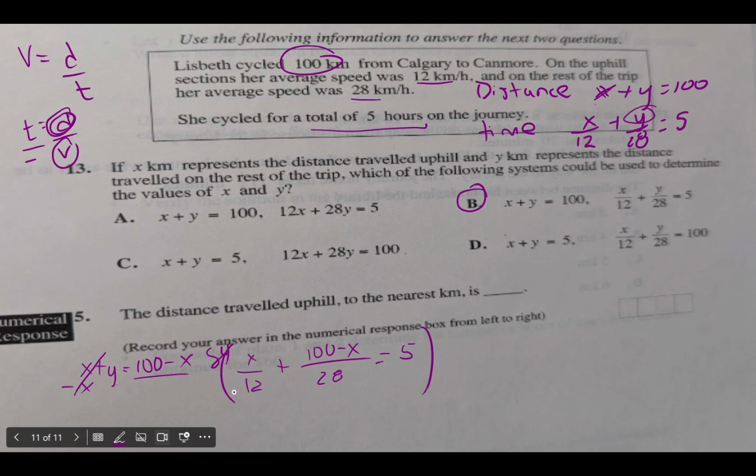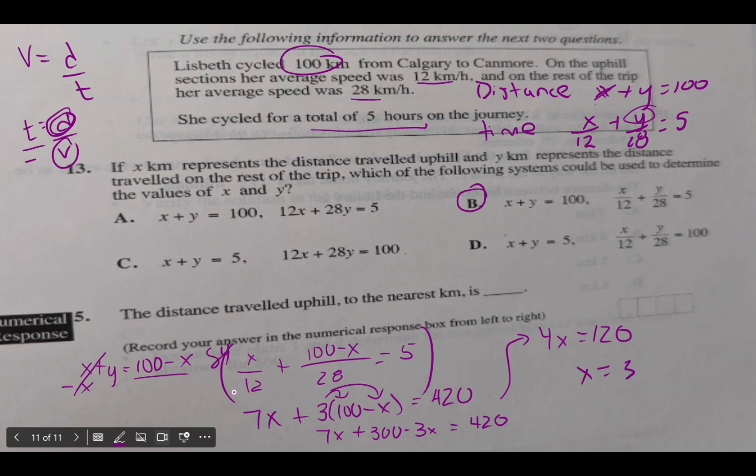So 84 divided by 12 was 7, so you're left with 7x. Then we'll add on 84 divided by 28 was 3. So 3 times 100 minus x equals 5 times 84 is 420. So now let's distribute that 3 through. So we'll have 7x plus 300 minus 3x equals 420. Collecting like terms, 7x minus 3x is 4x. Move the 300 to the other side will be 120, and divide both sides by 4 to get x alone, and we'll see that x is 30.